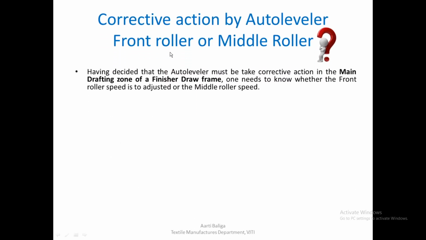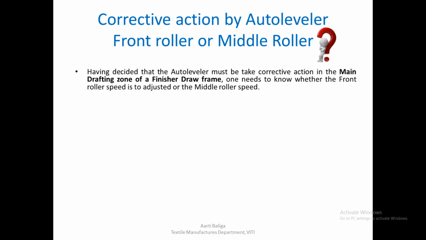So now we have decided that we are going to take an action in the front zone or the main drafting zone. But now there are two roller pairs that are involved. Of course, we are going to take the corrective action by changing the surface speed of the bottom rollers. But in the main draft, there are two rollers which will be involved, that is the bottom front roller and the bottom middle roller.